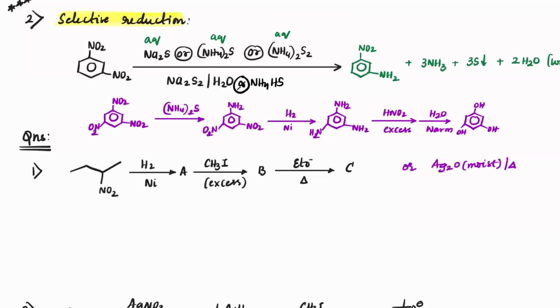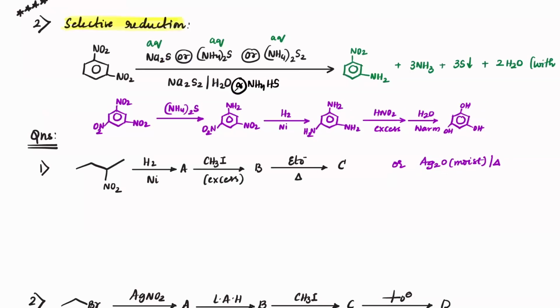So this kind of question can be asked. First, you make a selective reduction and then follow up. Most of the questions will be like this, where selective reduction is done and followed up with HNO2. HNO2 will convert it into a diazonium salt. From the diazonium salt, we have a lot of reactions. I hope you guys are clear with the idea.